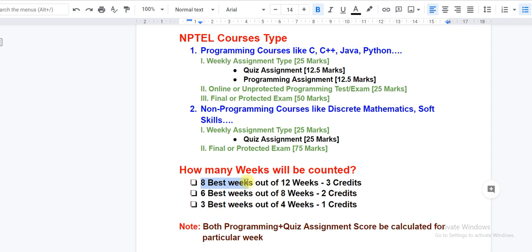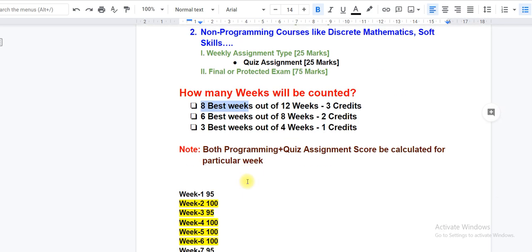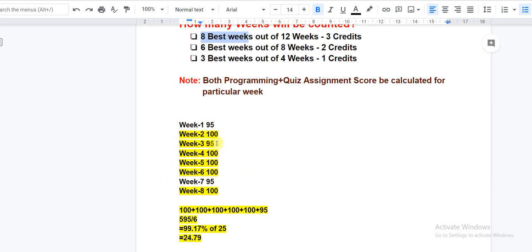No need for any confusion, you can definitely write the exam. Let me show you through an example very clearly. Say you have skipped week 3, week 5, week 7, and week 8 also you have not done. Out of 8 weeks, how many weeks have you done? 4 weeks you have done, guys.